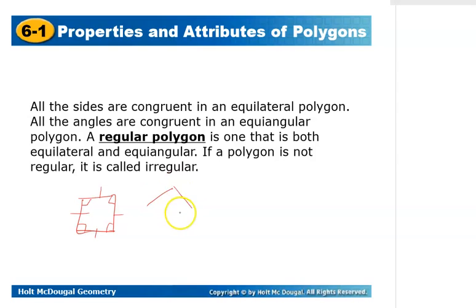If you were to have a pentagon, it could look like this, where all the side lengths are the same and all the angles are the same. So these would be regular polygons.